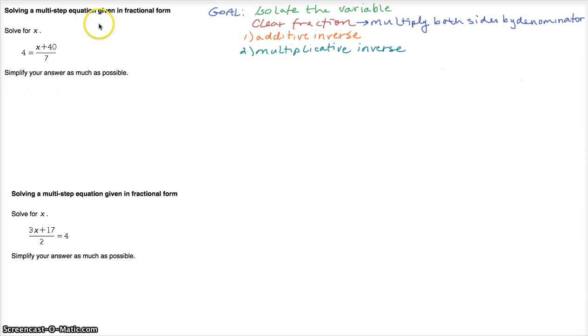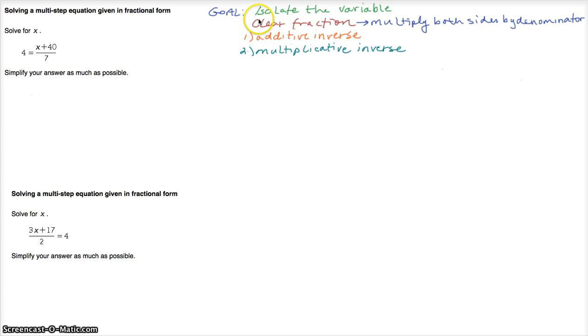This series of videos is going to cover special cases where we need to do a little bit of extra work to solve the equations. In this first one it says a multi-step equation given in fractional form. So here we have x plus 40 over 7 equals 4. So we have it in fractional form.